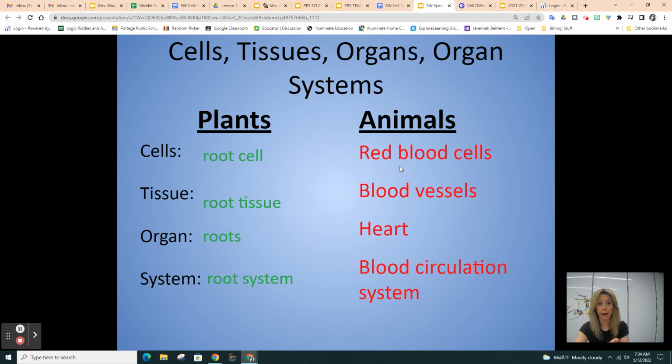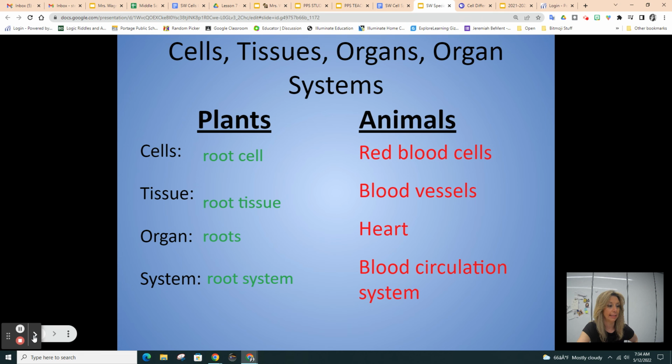In animals, we have red blood cells that make up our blood vessels, our veins, and our arteries. That, combined with some muscle tissue, makes up our heart. Your heart is not just made up of red blood cells, so I just want to make that clear. Your heart is made up of different kinds of tissue. Muscle tissue is included in that as well. But all of your organs, which include your heart and your arteries and your veins, make up your blood circulation system. And that travels through your whole entire body, the heart being the main organ of that.